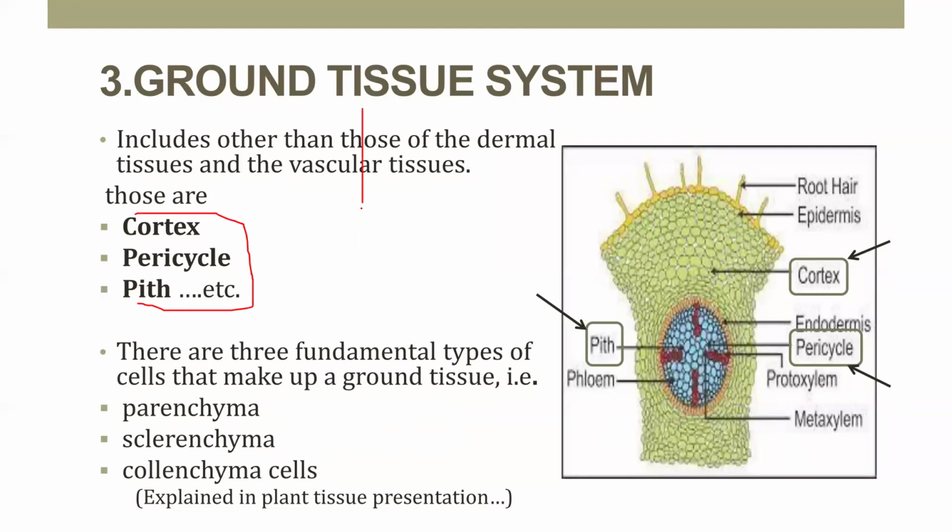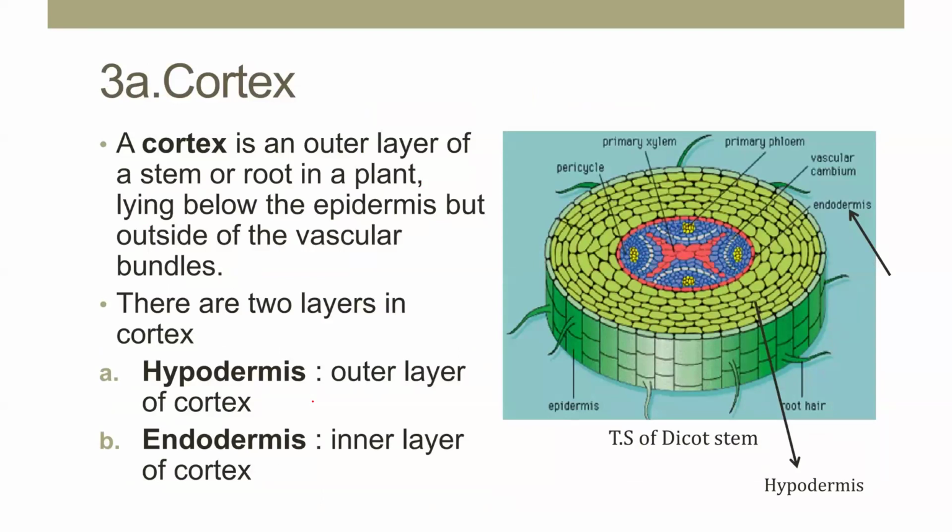So the ground tissue system is derived from the ground meristem. The ground tissue system which is developed from the ground meristem mainly constitutes the cortex, pericycle and pith, and it is made up of parenchyma, sclerenchyma and collenchyma. So the first one is the cortex.